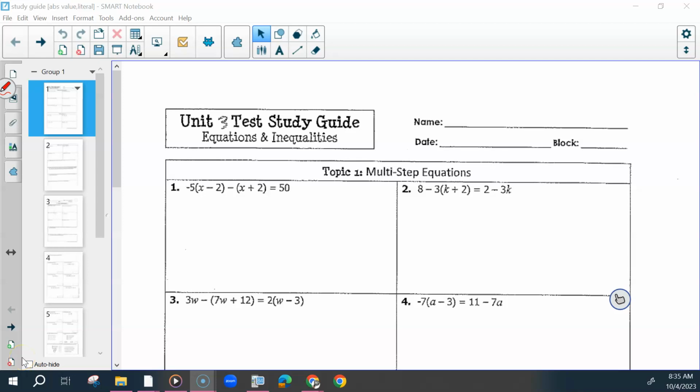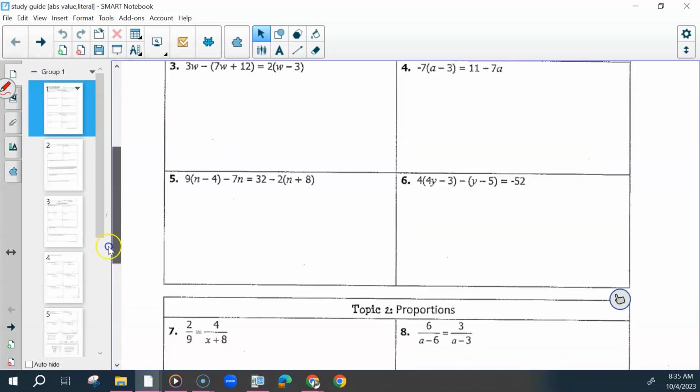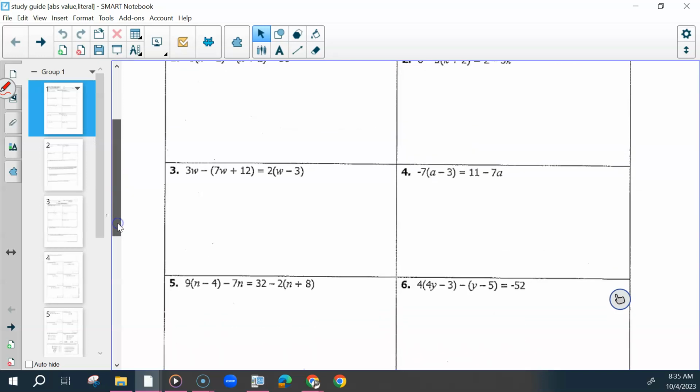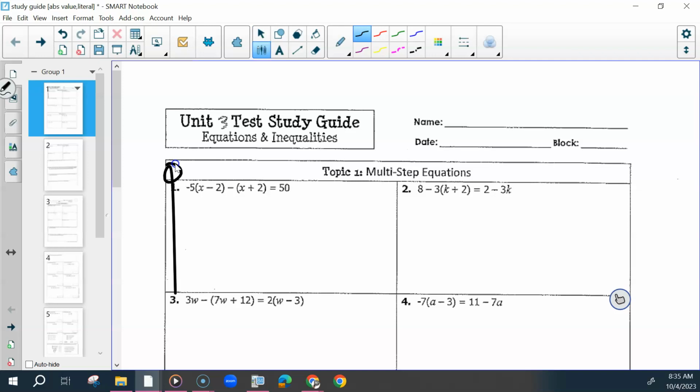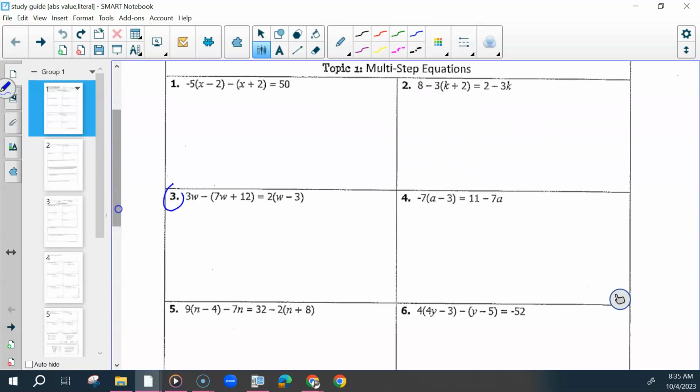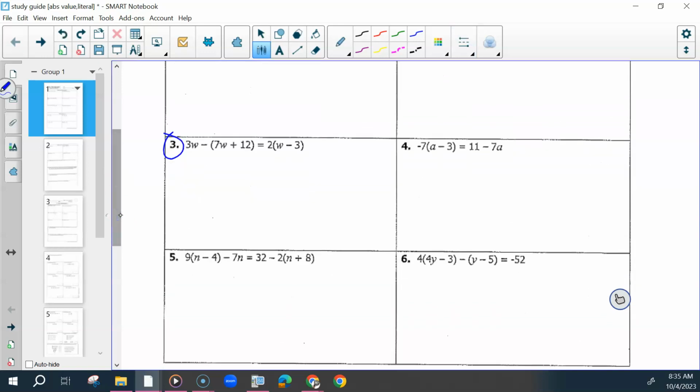Multi-step is half no calculator, half calculator. Are there any questions on this page that we want to go over or review? If there are others, we'll go back to it. So with number 3, we would need to distribute.